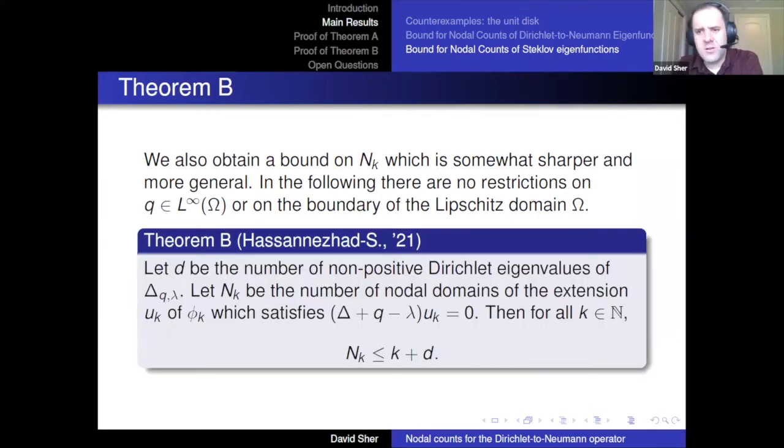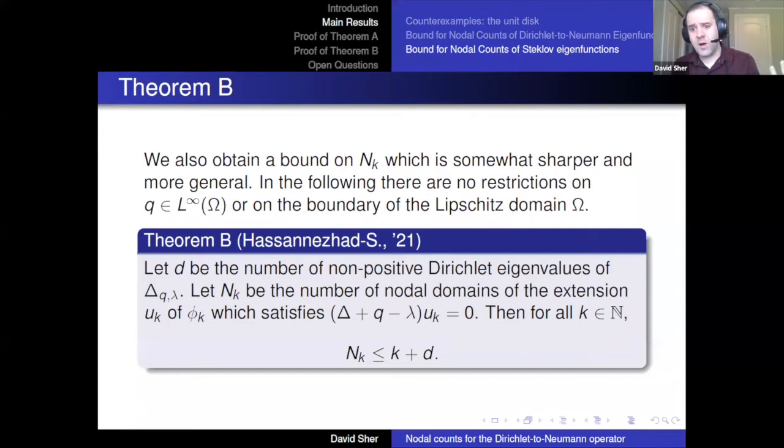So in order to state this, we have Q and lambda, which can be anything. And we're going to let D be the number of Dirichlet eigenvalues of the Laplacian delta sub Q lambda, which notationally I've defined to be delta plus Q minus lambda. So it's the number of non-positive Dirichlet eigenvalues of this Schrödinger operator. Then letting NK be the number of nodal domains of these extended Steklov type eigenfunctions as before.